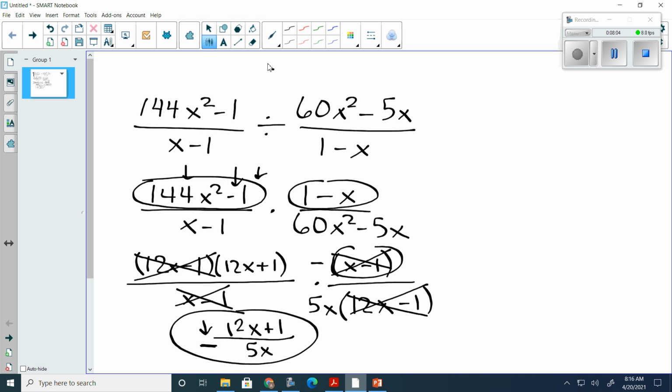So I hope this helps you with dividing with rational expressions. Just remember the first step is always to multiply by the reciprocal.